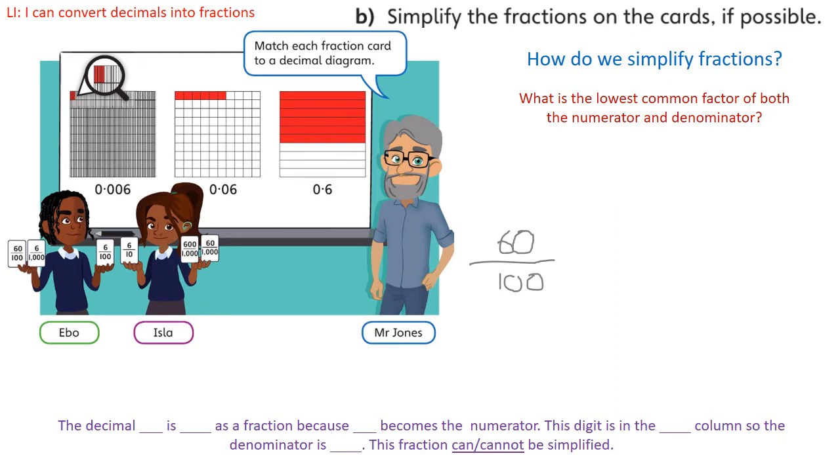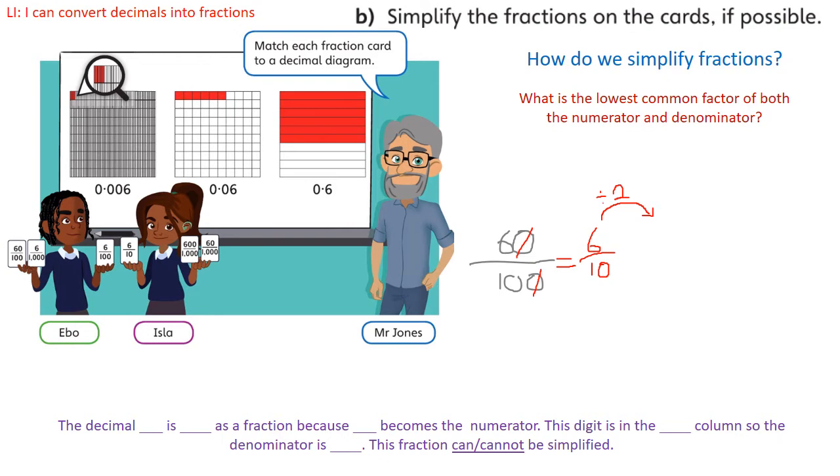So if I divide 60 by 10, I'm going to be left with 6. If I divide 100 by 10, I'm going to be left with 10. So now I can say I've got 6/10. That is an equivalent fraction. It has the same value. What do you notice about the numerator and the denominator there, though? Do you notice that they're both still even? So I know I'm going to be able to divide the numerator by 2.